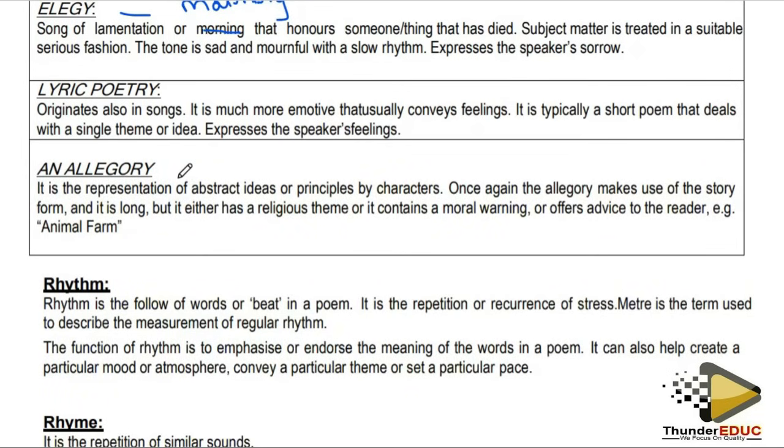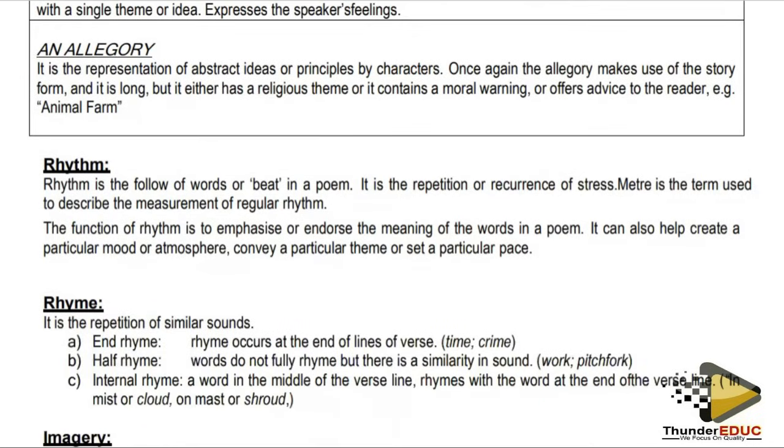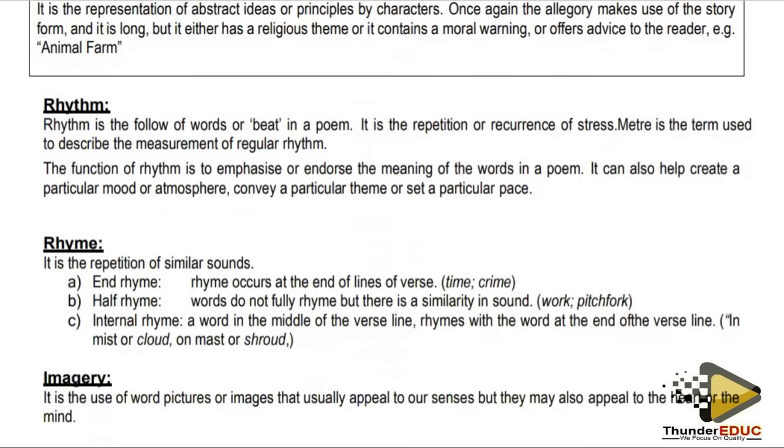When we're talking about rhythm now, those are the types of poems. Now we go on to our language in poetry. We're talking about rhythm and rhyme. Learners confuse these a majority of the time, so we need to distinguish between the two once and for all. Rhythm is the flow of the words or beat in a poem. It is the repetition or recurrence of stress. Meter is the term used to describe the measurement of regular rhythm. The function of rhythm is to emphasize or endorse the meaning of the words in a poem. It can also help to create a particular mood or atmosphere, or convey a particular theme or pace.